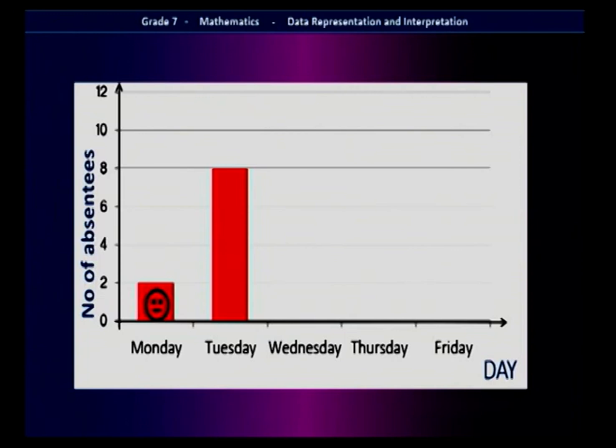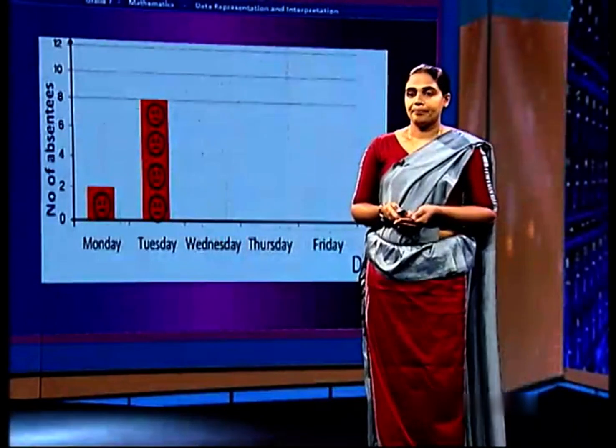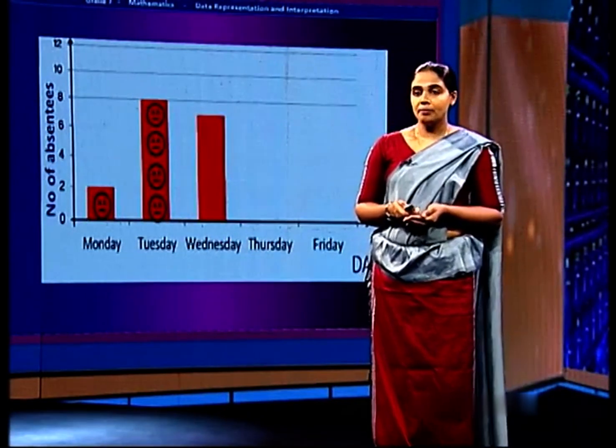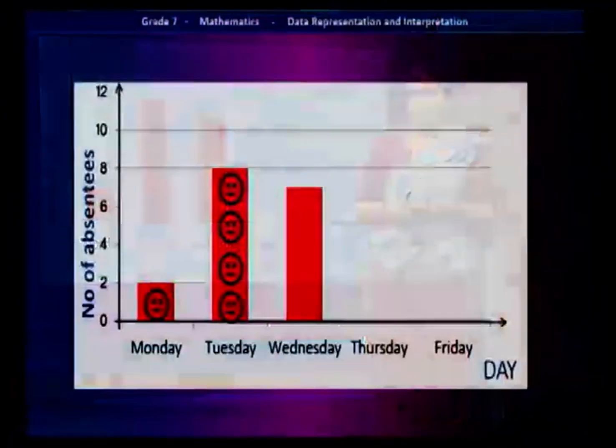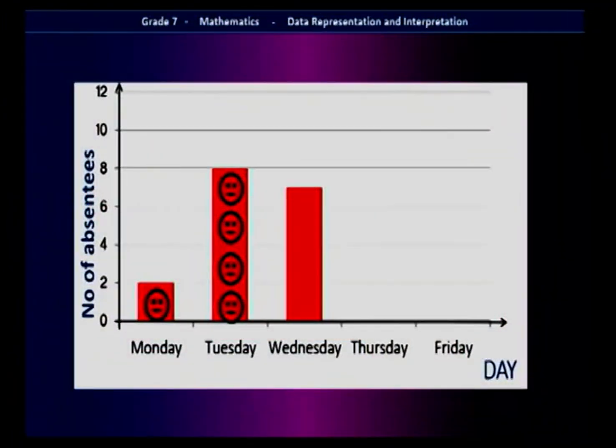Then here I am marking the faces on this bar. Then you can recall what is the number of absentees. It was 8. Then on Wednesday, it was 7. So the bar is drawn up to 7. Now you can't see 7, but we know between 6 and 8 there is 7. Here the faces show the number of absentees. Then Thursday, the number of absentees was 4. So the bar is drawn up to 4.